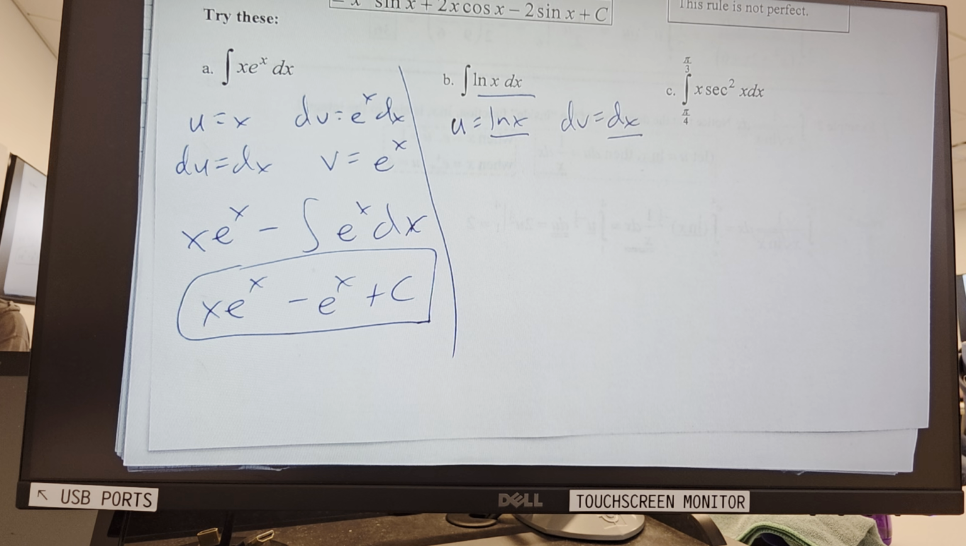I thought the dx turned into plus c. Those, if you integrate, then there's a plus c. But like I said, we're not going to put a bunch of plus c's in the middle of our work. We're just going to put it at the end.